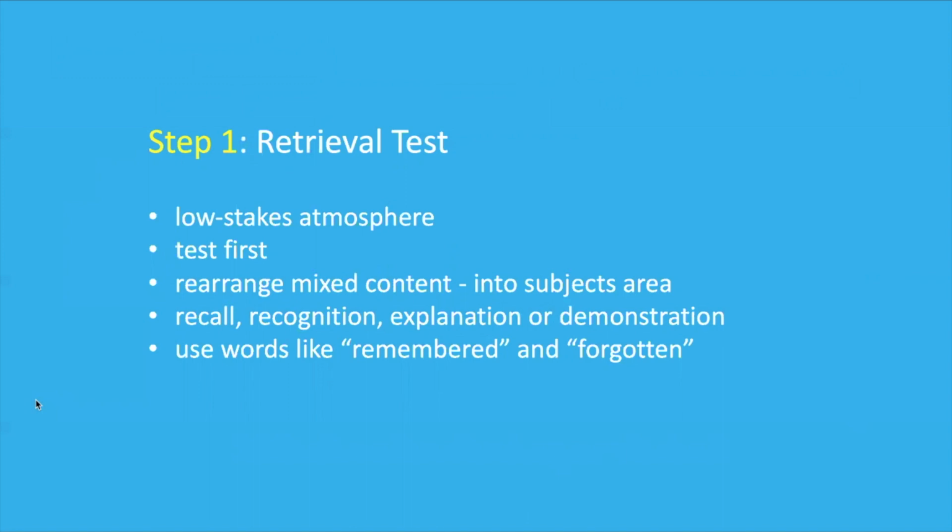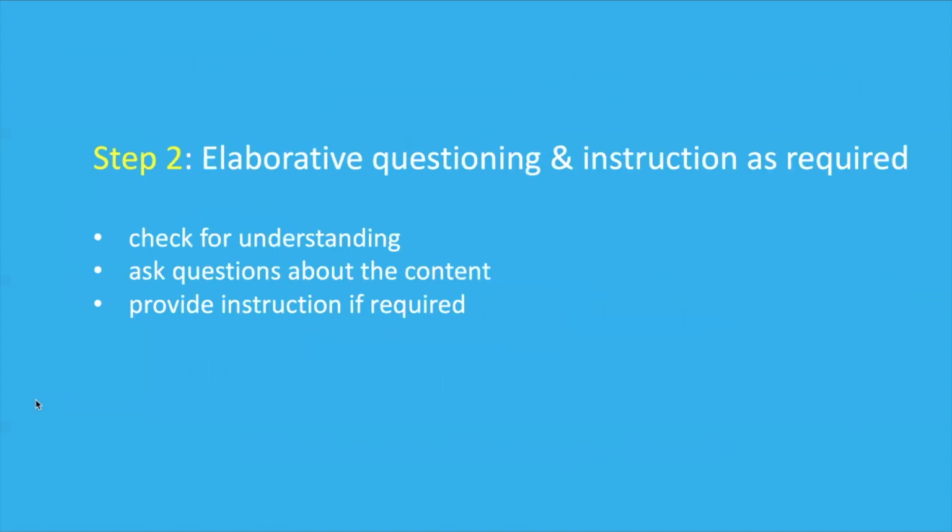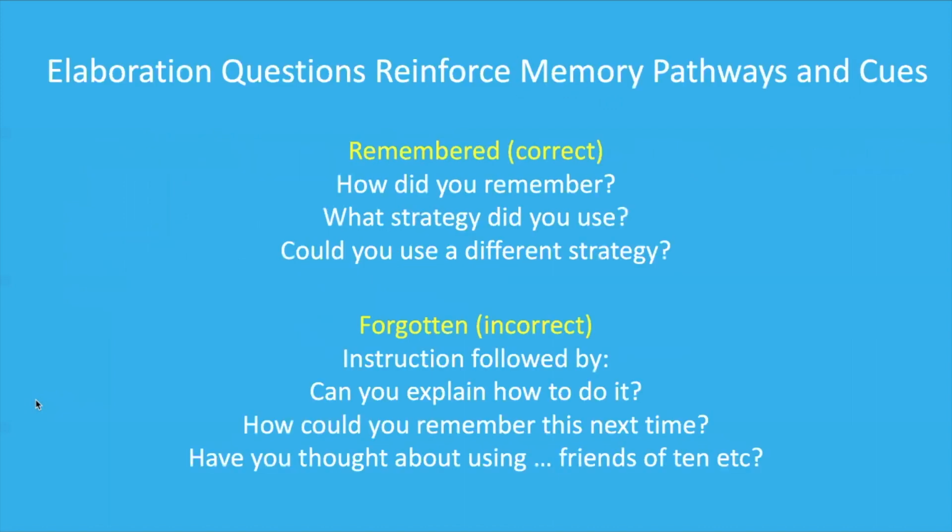And the focus is on content being remembered or forgotten more than using the terms correct or incorrect. Step 2 is elaborative questioning and instruction as required for each flashcard. So if it's not remembered, then check for understanding, ask questions about the content, and provide instruction if required. Elaborative questioning can also ask how the content was remembered. Here's some ideas to reinforce those memory pathways.